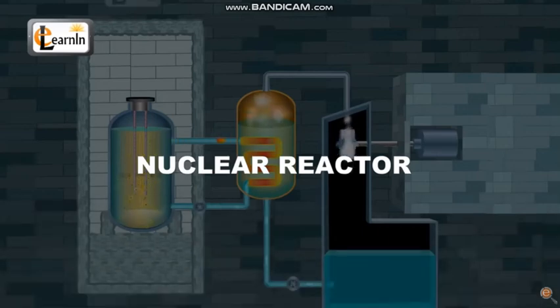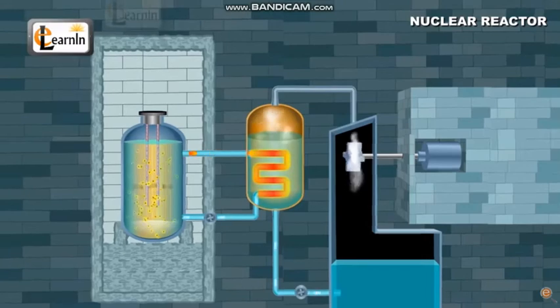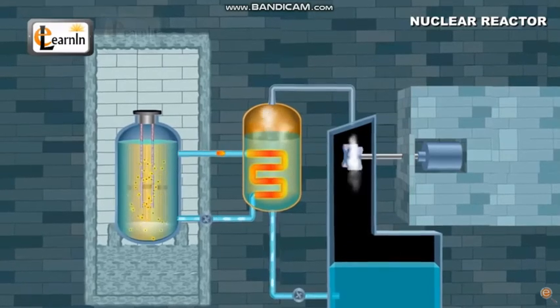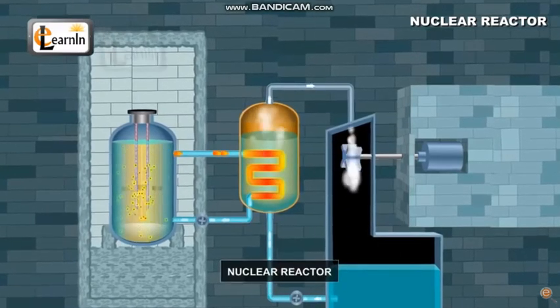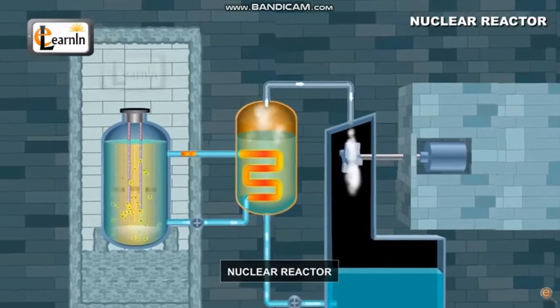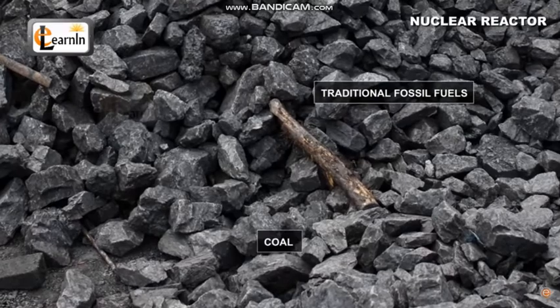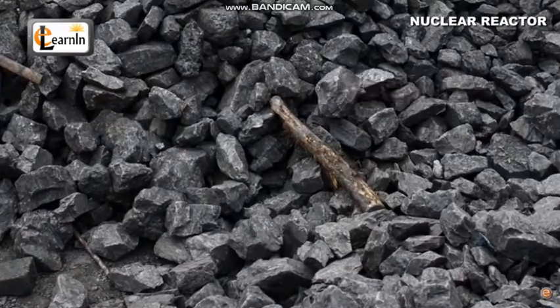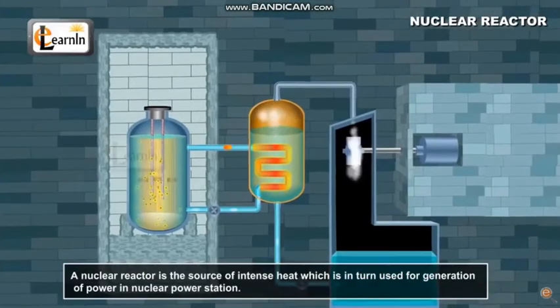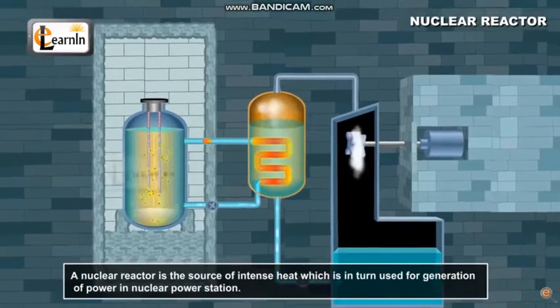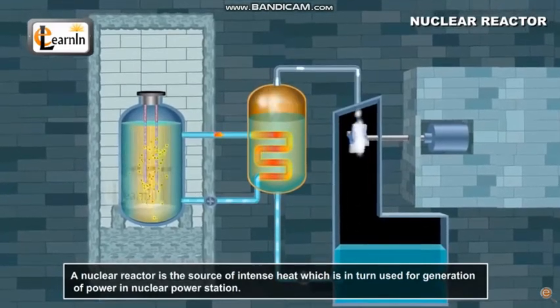Nuclear reactor. In this video, we're going to learn about the nuclear reactor. Nuclear reactors are the modern-day devices extensively used for power generation, as the traditional fossil fuels, like coal, are at the verge of extinction. A nuclear reactor is the source of intense heat, which is in turn used for generation of power in nuclear power stations.